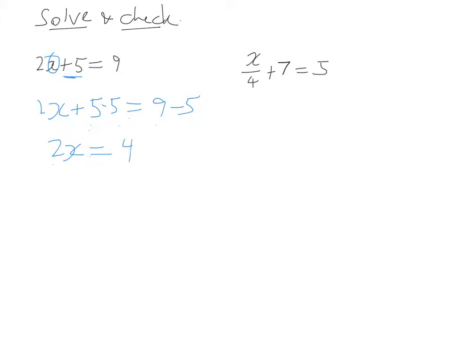So now 2 is multiplying x. Hopefully from there we'll realise that 2 times that number gives us 4. That means that number has got to be 2. Moving on to the next one.